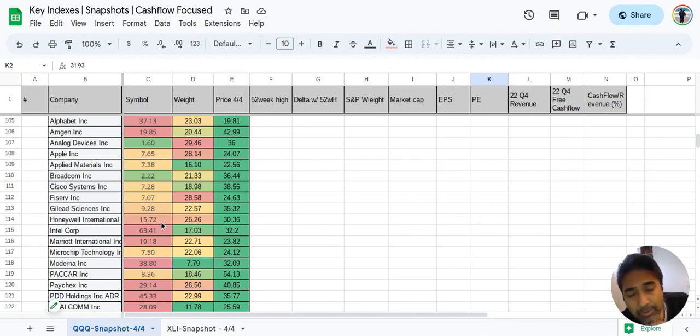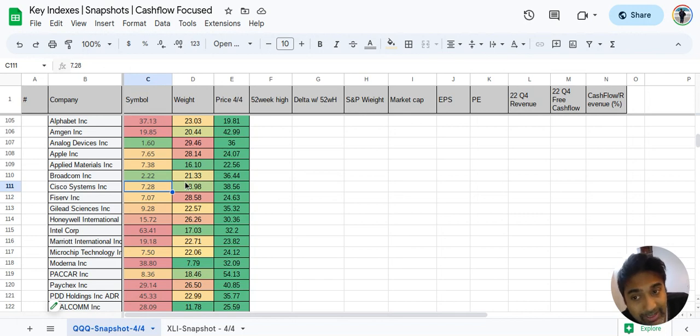So I see Broadcom here is pretty much a sweet spot, right? Like 2.2 percent from its 52-week high. That means it's actually doing well. The sentiment is good. Technically it's in a good place because it's making higher highs, or actually making new highs in 52 weeks. So that's good technically.